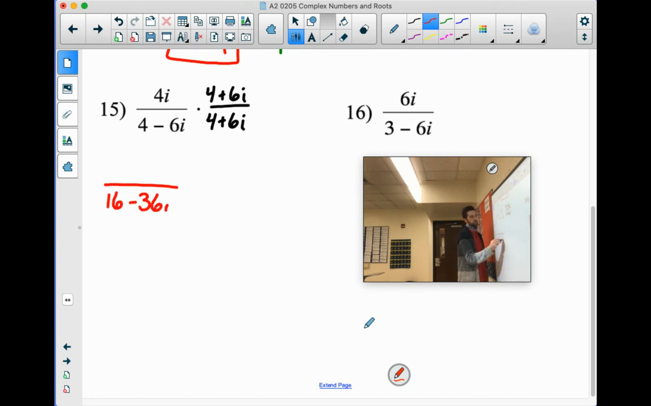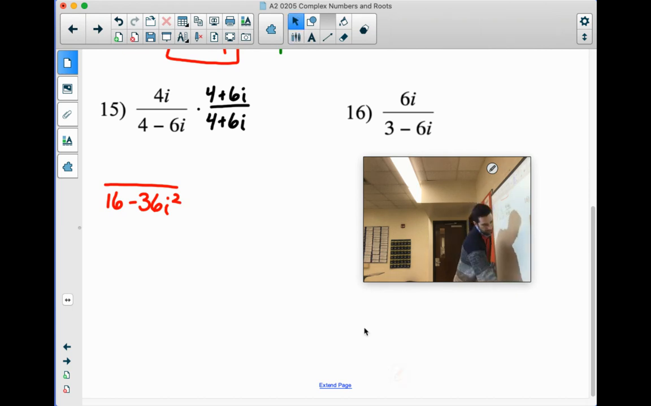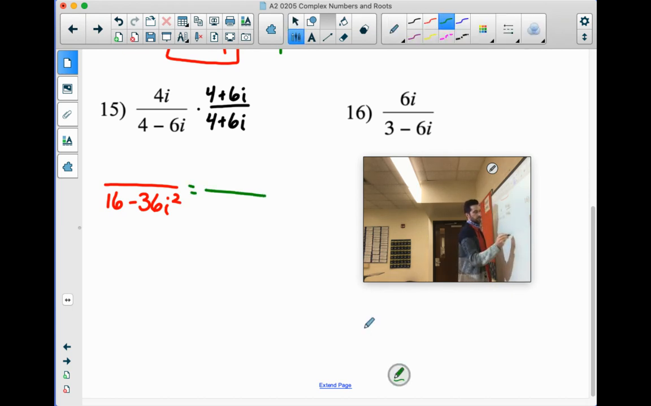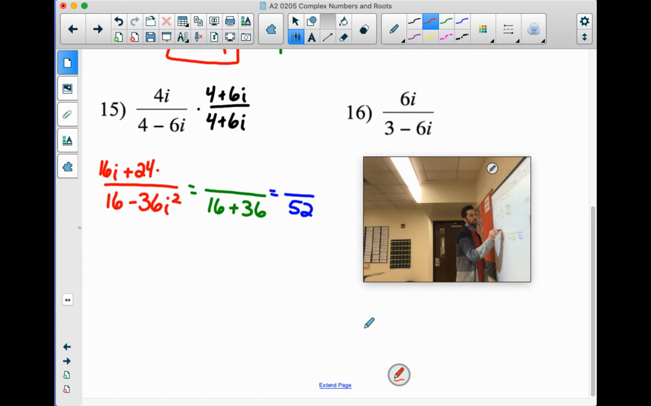Minus 36i squared becomes 16 plus 36, which is 52. So let's see what we got on top. 4i times 4 is 16i. 4i times 6i is 24i squared. 24i squared is negative 24. Plus 16i, which we can't combine any of that.